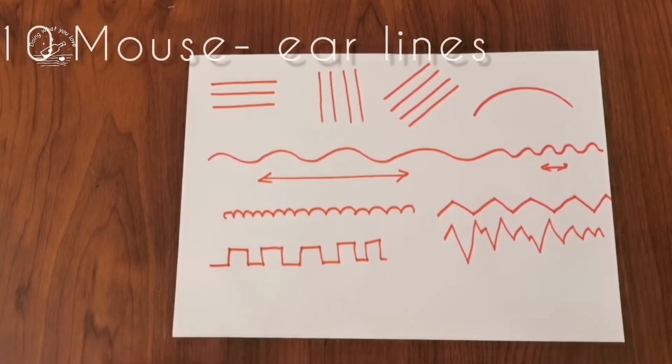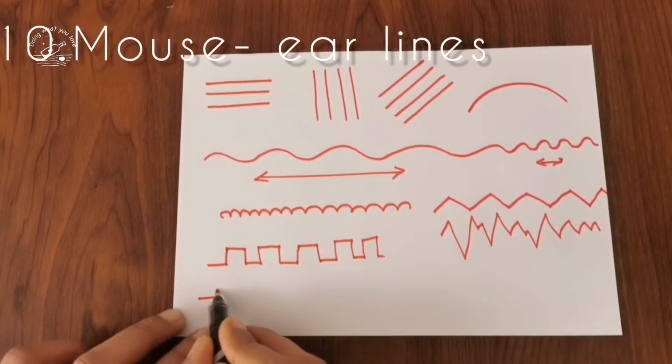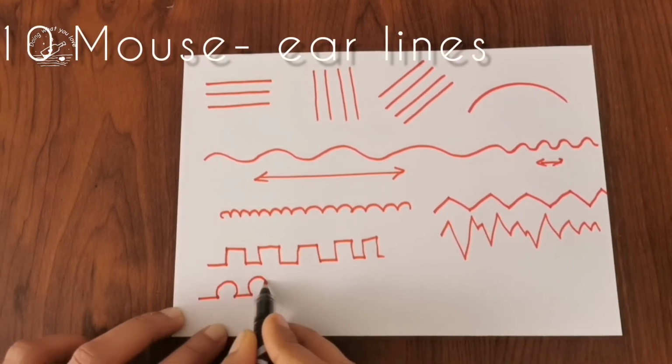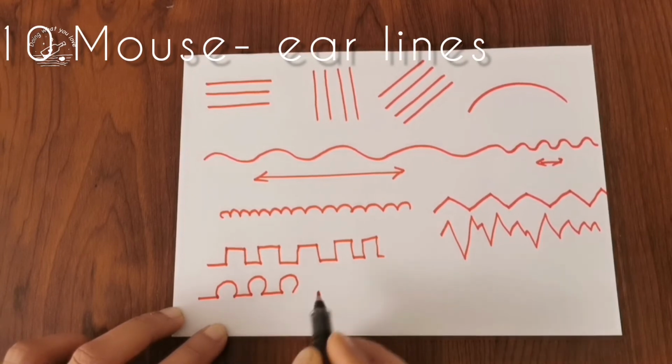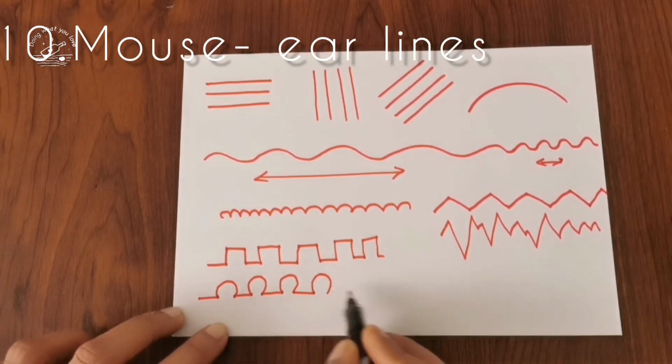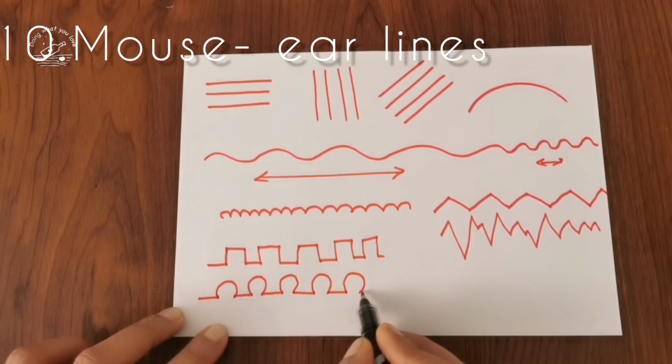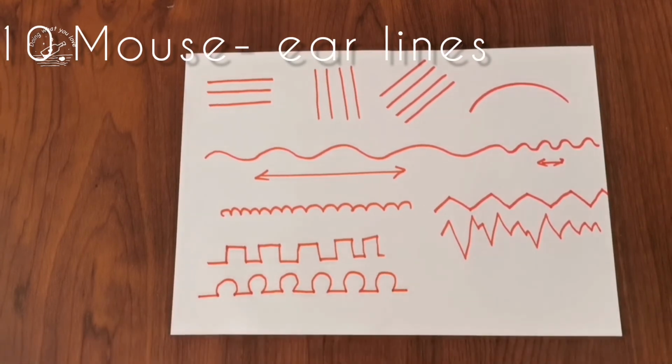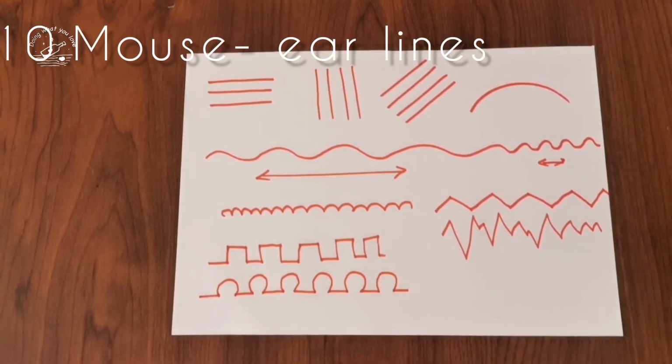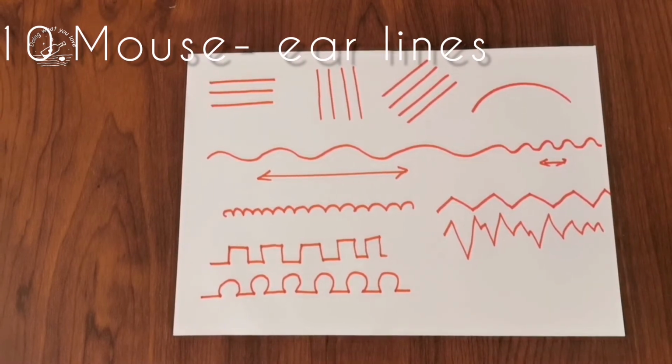The next line we have to practice is called the mouse ear line. It is a horizontal line and then a curvy line. Horizontal line, curvy line, and it's a little bit of a deep curve and an upper curve, that means it is going towards the upper side. Okay, and it looks like the ear of a mouse. That's why it's called a mouse ear line.